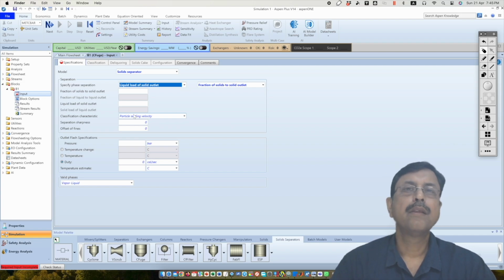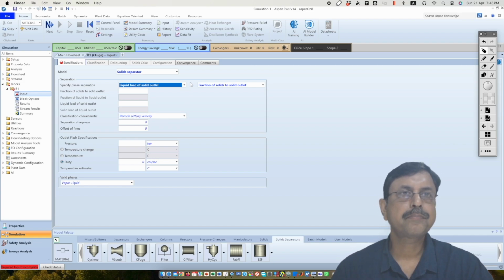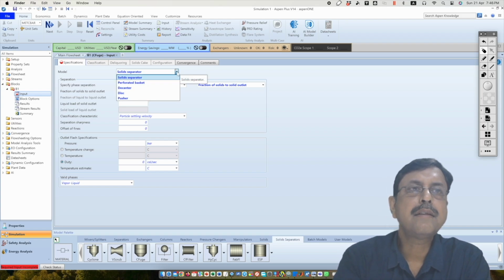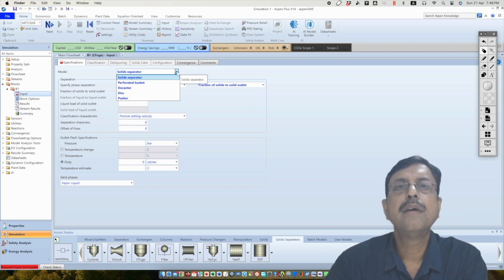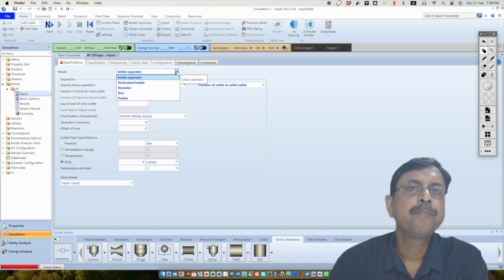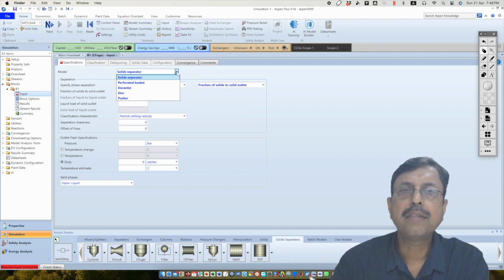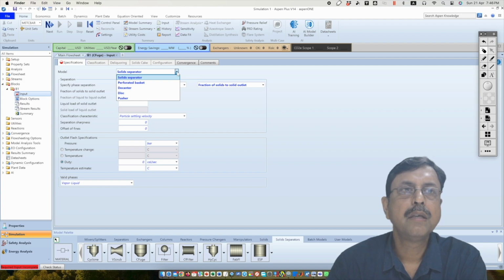It is just a solid separator, plain and simple algebraic calculation. But the other four, that is perforated basket, decanter, disc, and pusher, these are the types of centrifuge that are available in the industrial operation. So we shall learn each one of them, how they operate. At the end, we can solve an example problem that involves all of them.